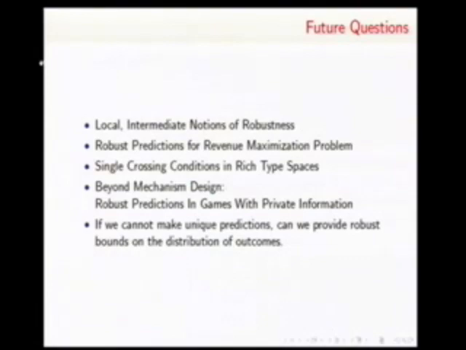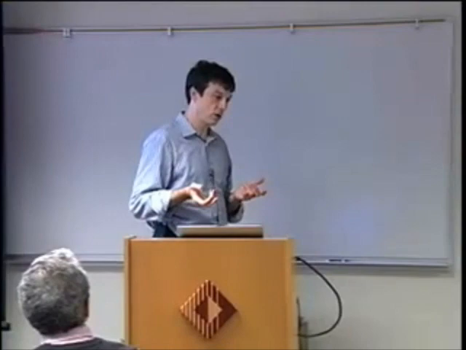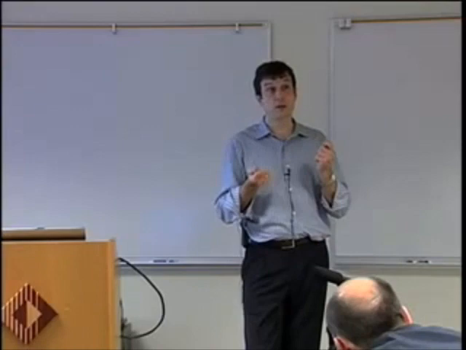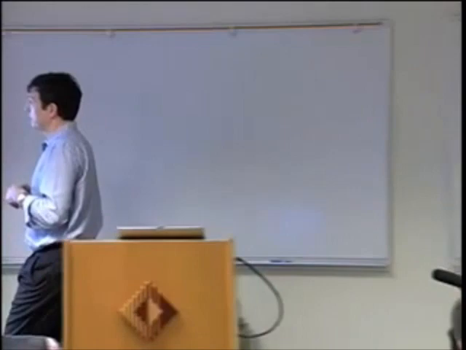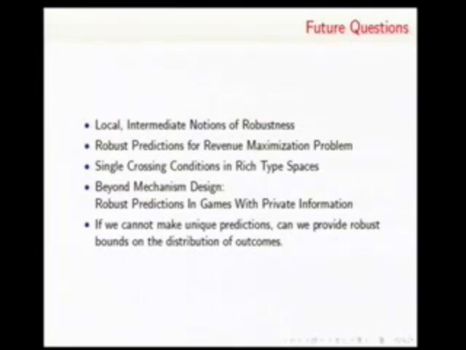We also focus very much on the efficient allocation problem, and it's still an open question whether and how one would go about proving robust predictions for revenue maximization problems, which inherently will have to be phrased with respect to the beliefs that the agents have. There are other minor issues, which is to say, well, can we restate single crossing conditions in rich type spaces in an interesting way, which reflects the interdependence?